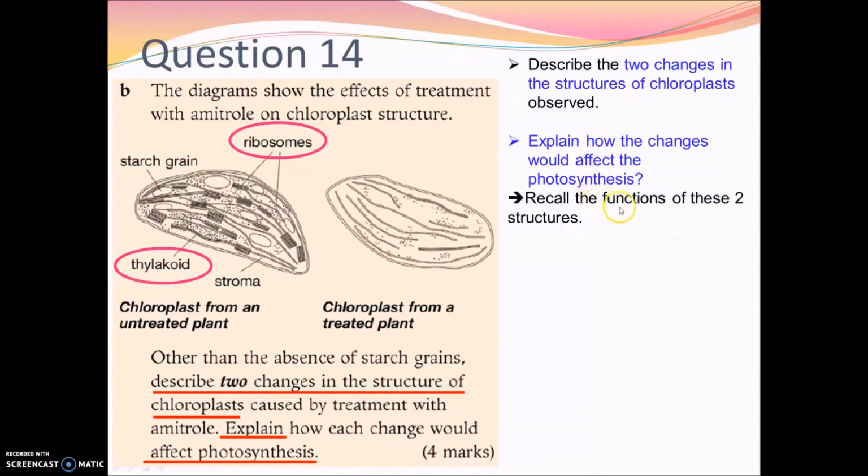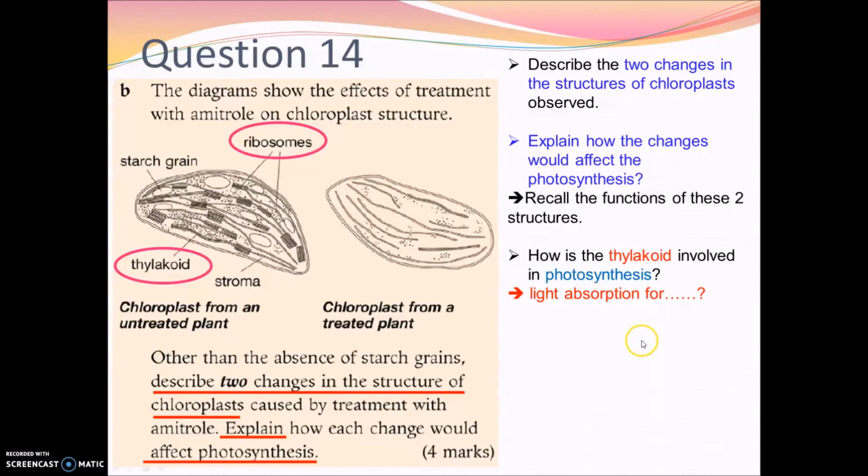In this part, you need to recall the functions of these two structures. For the thylakoid, how is it involved in photosynthesis? Of course, we can check from the textbook. The thylakoid is responsible for light absorption. But don't be lazy and just say the thylakoid is responsible for light absorption and then it will affect photosynthesis. I know it, but I need to know the detailed mechanism. You need to tell me that the thylakoid absorbs light for what, and how it relates to photosynthesis.